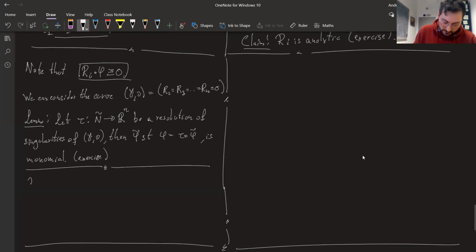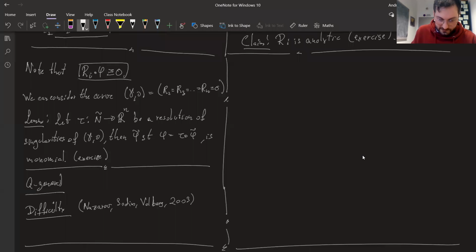And the difficulty, so Q general, arises from an example from Nazarov. By now there are several examples of this kind, but I like to use this one because it's very explicit. Although I'm not going to give the details, I'm just citing the reference. What they prove is that there exists a quasi-analytic class.